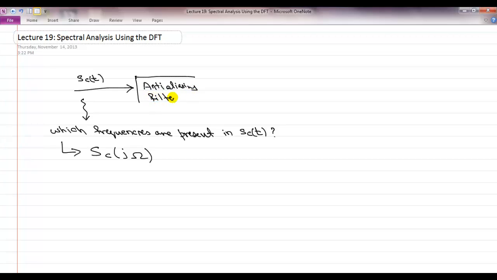And the hope is that this anti-aliasing filter does not destroy any of the frequencies that you are really interested in. So you apply the anti-aliasing filter and you still get a continuous time signal. But after that, you sample it. We'll assume an ideal sampler, sampling at some time T. And of course, this T is related to the bandwidth that you are interested in interrogating.